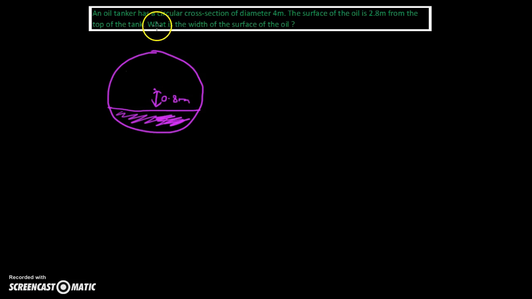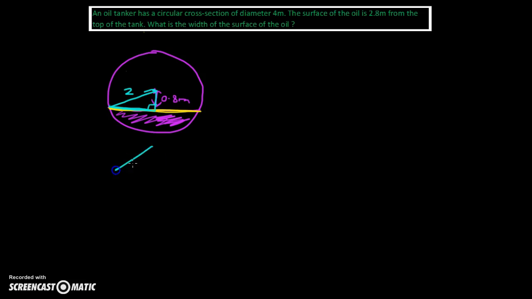Now what do we ask for? We're asked for the width of the surface of the oil. So we're asked for this length here. Right, I think what we'll do is we'll put in some more measurements. And I think we can use a triangle here. Let's have a look. So if we joined up the center to the outside, that's a radius, so that'd be 2. And if I made a little triangle here, you can hopefully see that'd be right angled.